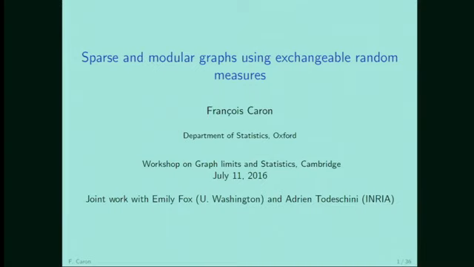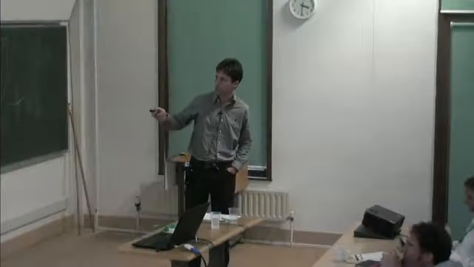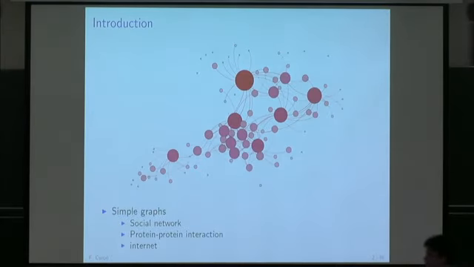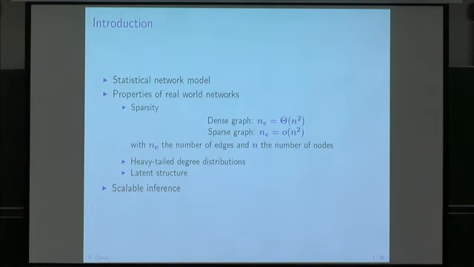Thank you very much for the invitation. This is joint work, for most of it with Emily Fox at University of Washington, and for the latest developments with my student Adrien Todeschini at INRIA. I will be interested here in simple graphs, where you've got a set of nodes or vertices and undirected connections between them, for example social networks, protein-protein interaction, internet, etc. I am interested in developing a statistical network model that can capture some of the features of real-world networks, and in particular the property of sparsity.